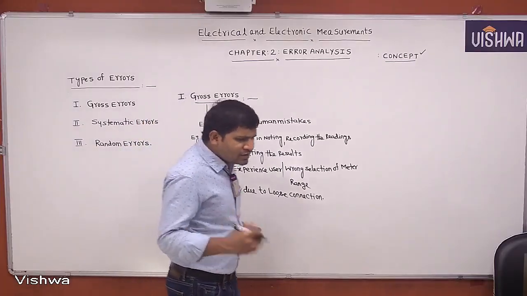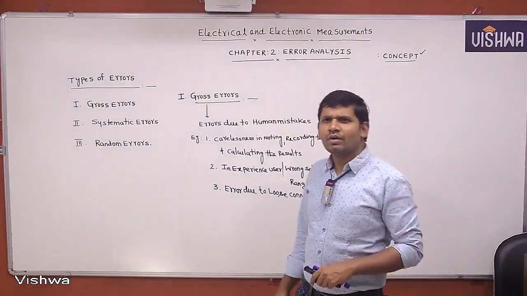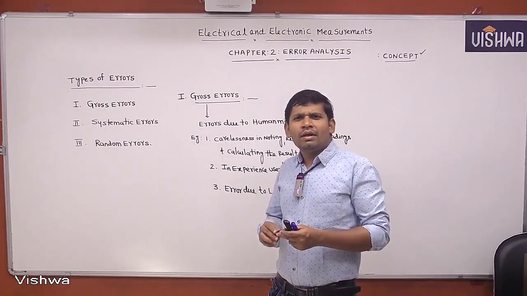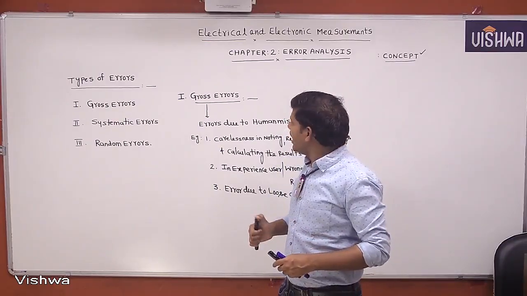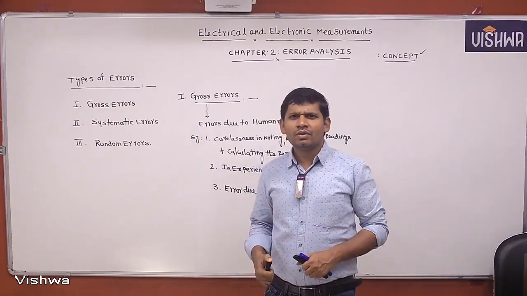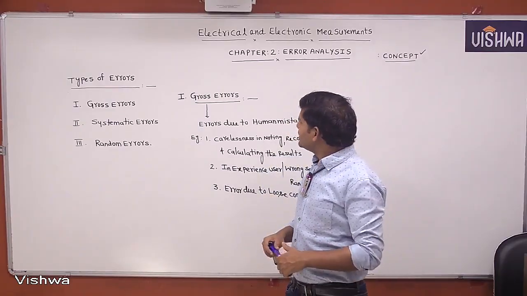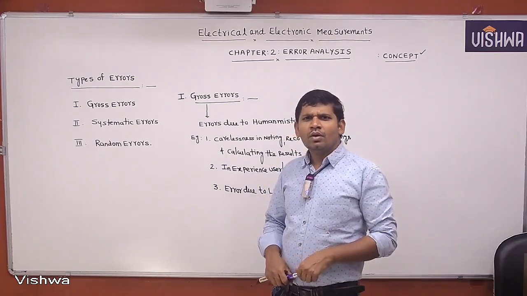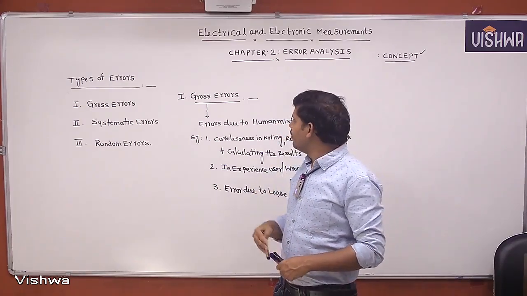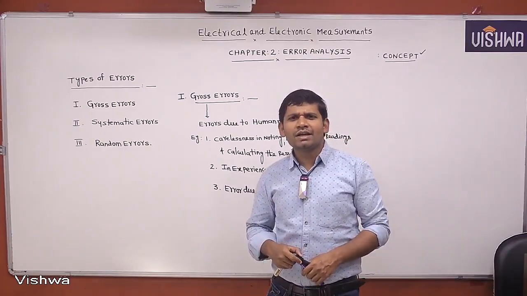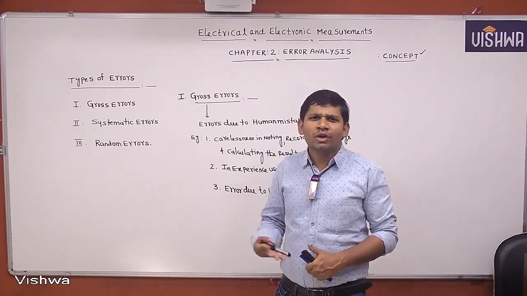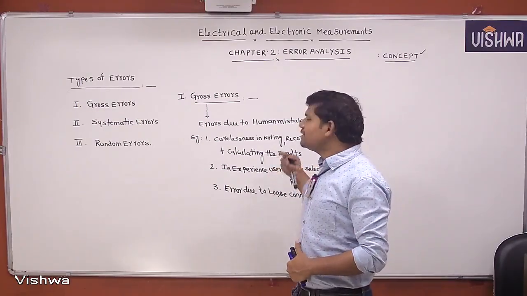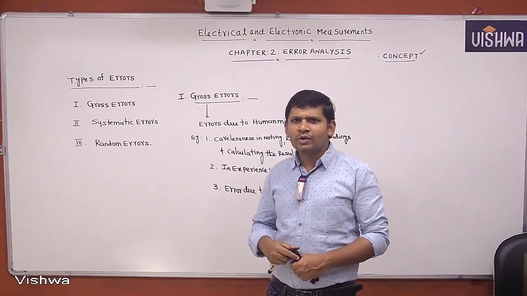Then how to reduce these gross errors? We don't have any detailed mathematical analysis to reduce them. No doubt, these gross errors cannot be eliminated completely, but you can reduce them. Mainly you follow only two methods. One method is to take the readings more carefully and record the readings more carefully.